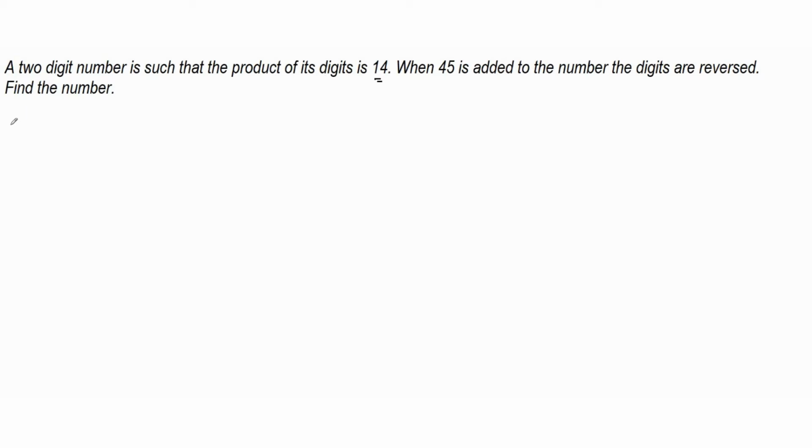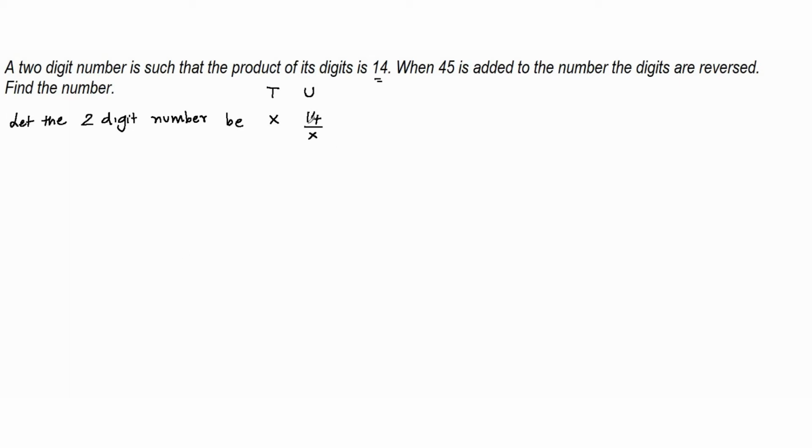A two-digit number. So I would say let the two-digit number be. I would have a tens place and a units place. Let the tens place be x. Therefore, the product of the two digits is 14. If one digit is x, the other digit will be 14 upon x, right? So if you multiply these two, you will notice that x into 14 by x, x cancels and the product remains 14, right? So let the two digit number be x and 14 upon x.